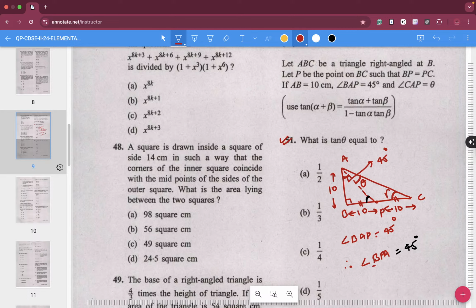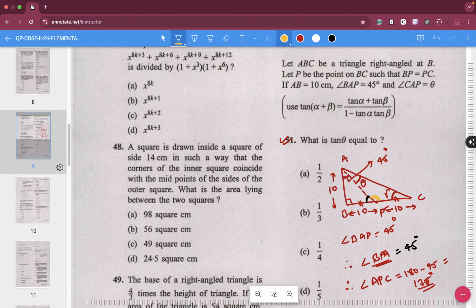So now if BPA is equal to 45 degrees, therefore angle APC will be 180 minus 45, which will be how much? 135 degrees. So this angle over here in yellow is how much? 135 degrees, isn't it?